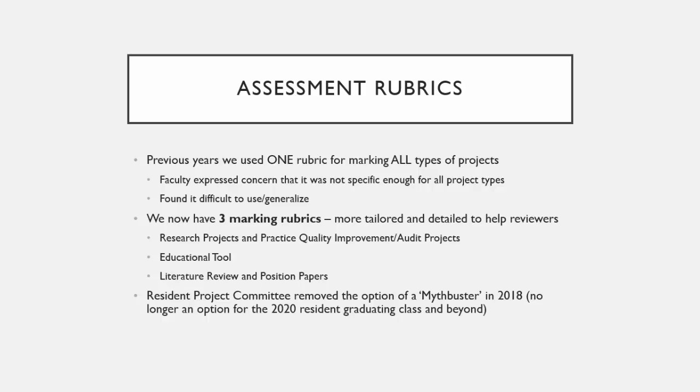So in previous years, we did use just one rubric for marking all types of projects. And we heard feedback from faculty that it was not specific enough for all project types and that it was difficult to use and hard to generalize. So we now have made 3 marking rubrics that we feel are more tailored and detailed to help reviewers. So there's one rubric for research projects, practice quality improvements, or audits. There's a rubric for an educational tool, and there's one for literature review and position paper. The Resident Project Committee removed the option of Mythbuster in 2008, so it will be no longer an option for the 2020 resident graduating class and beyond.